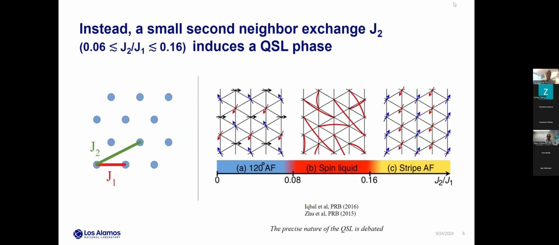Although, he was close, because further numerical work showed that when you add a second-neighbor exchange that's also antiferromagnetic, and this exchange is somewhere between 6 and 16% of J1, you get a spin liquid ground state. At this point, everyone more or less agrees that you do get a spin liquid phase here, and it's over some extended region. The precise nature of the spin liquid is hotly debated. It depends on which theorist you talk to. More on that later in the talk. But it's known that there's something really interesting there.